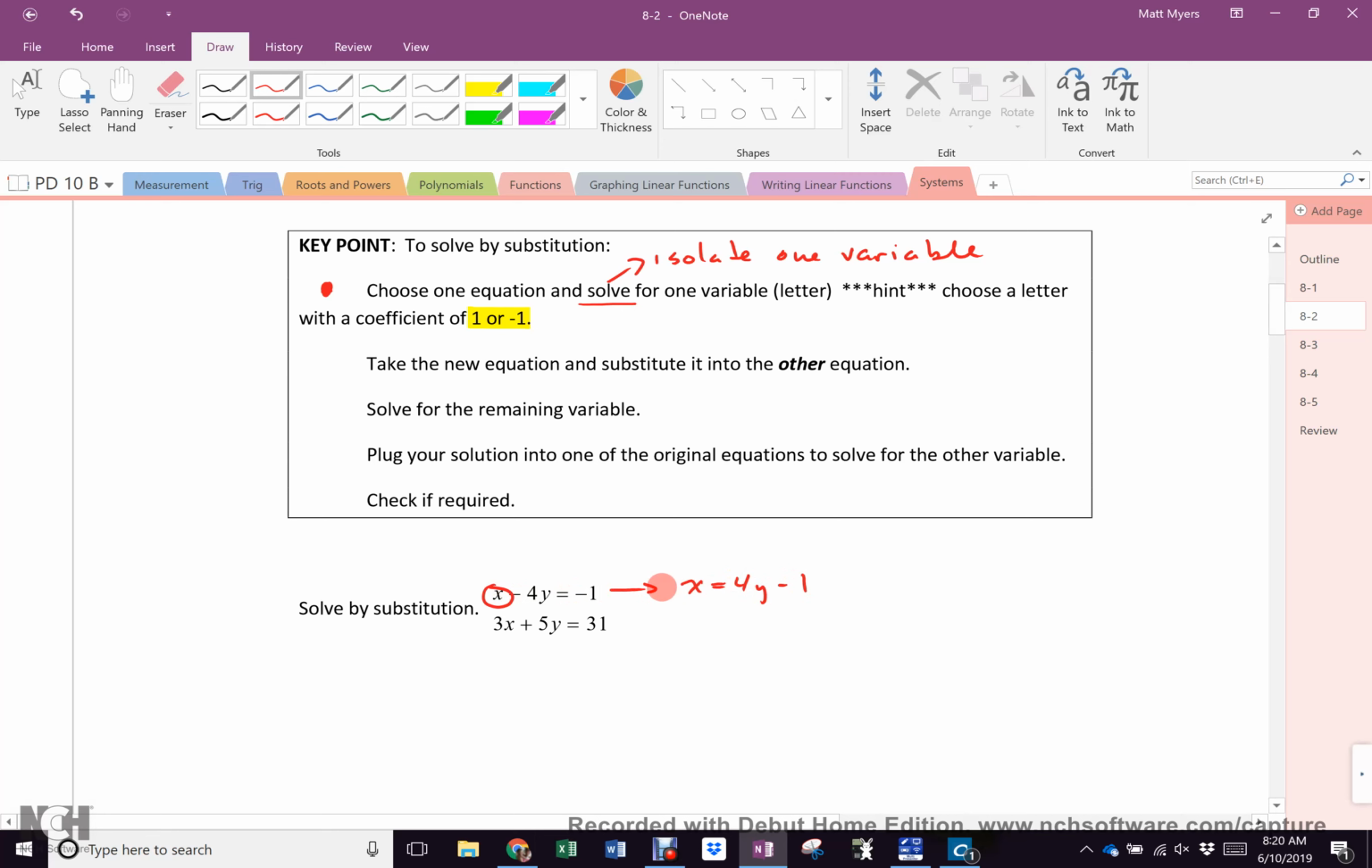Yeah? Okay. Next, take this new equation. Where is the new equation? Right there. Even though it's the same values, it's a new equation. Yes? It was not part of the original 2. Take that new equation and substitute it into the other equation. Well, this says x equals 4y minus 1. What letter is that? X. What does x equal? So instead of writing 3x, what should I write? 4y minus 1 plus 5y equals 31.